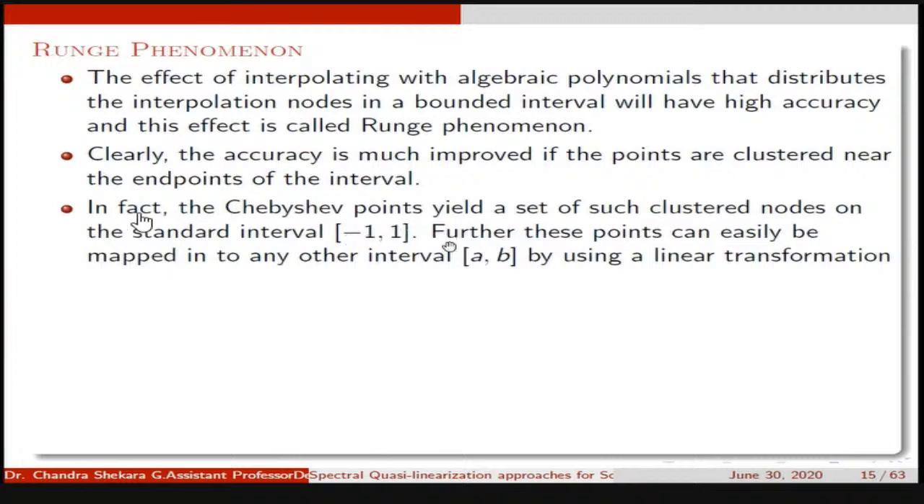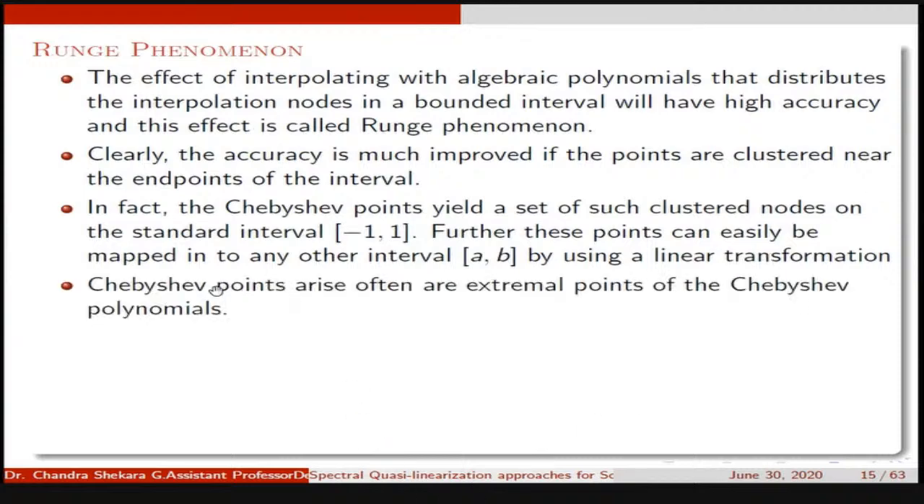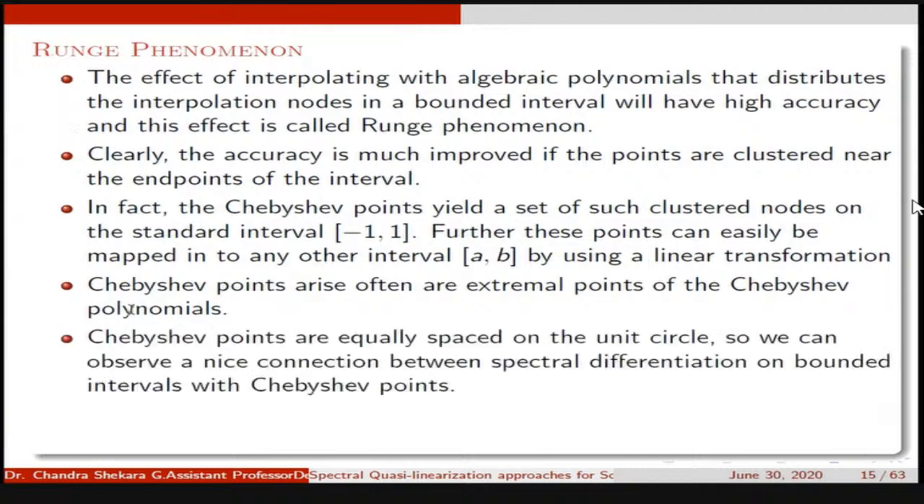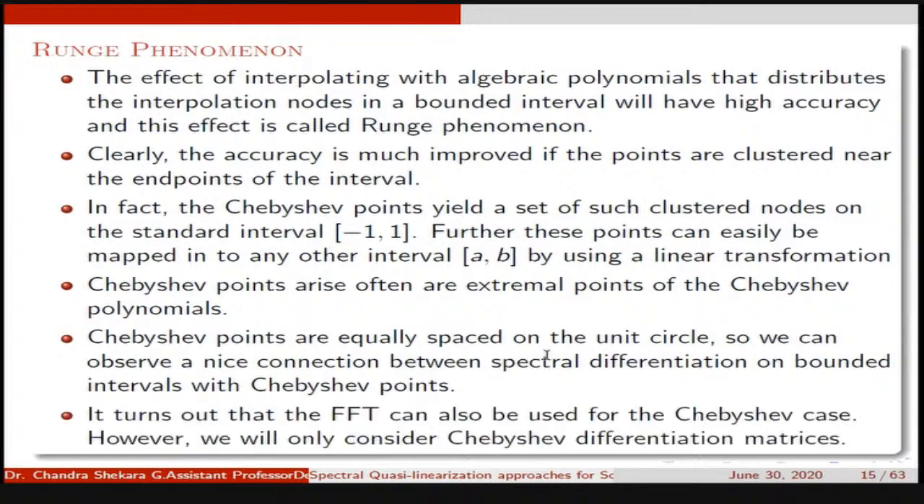Further, this interval or these clustered nodes can be easily mapped to the actual interval [a, b] by using just a linear transformation. I'll show how to map that in the next slide. But what are these Chebyshev points or Gauss-Lobatto points? They are nothing but extremal points of Chebyshev polynomials. Chebyshev polynomials are solutions of Chebyshev differential equations, which I mentioned at the beginning. As you observe in the figure I've shown, the Chebyshev points are equally spaced on the unit circle. Therefore, we can observe there is a nice connection between spectral differentiation on bounded intervals and Chebyshev nodes, so the derivatives are converted into differentiation matrices that will be derived shortly.